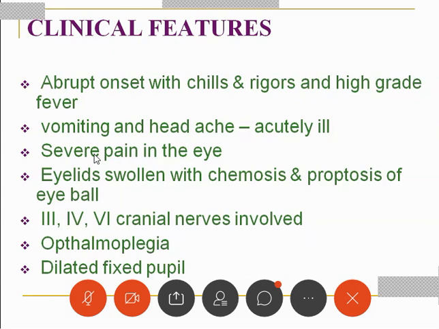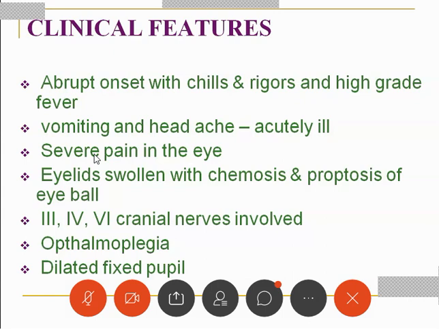So these particular nerves are being affected, and the relevant connections and the relevant supply of those particular areas will be affected. So this is how cavernous sinus thrombosis produces various clinical features, which is a very toxic state of the individual.